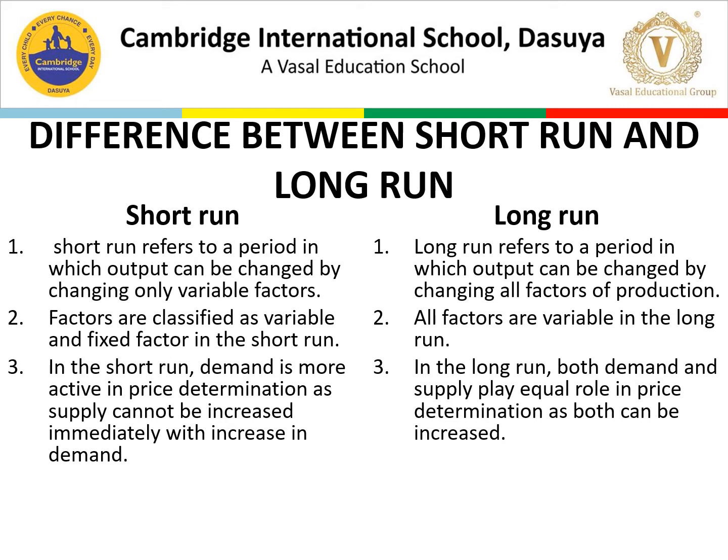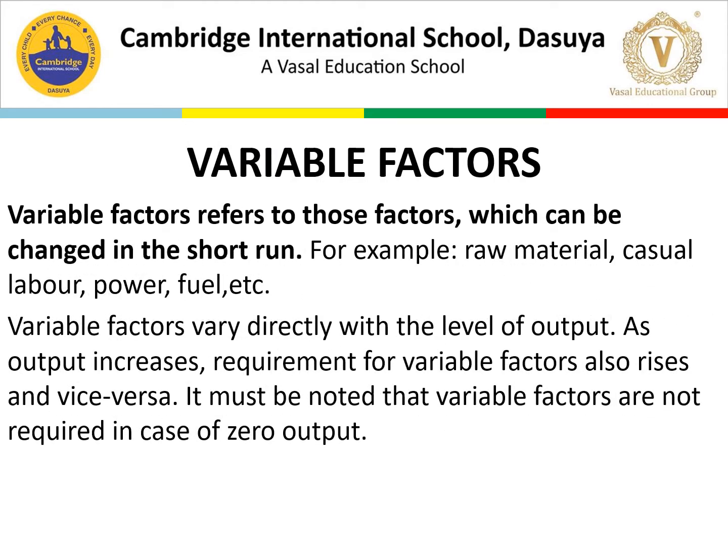So now let's move to the next thing, that is variable factors. Variable factors, as I already explained to you, variable factors refer to those factors which can be changed in the short run. जो factors short run में change हो जाते हैं तो we call it as variable factors. For example, raw material, casual labor, power, fuel, etc. So all are variable factors. We can change them in the short run. So variable factors vary directly with the level of output.